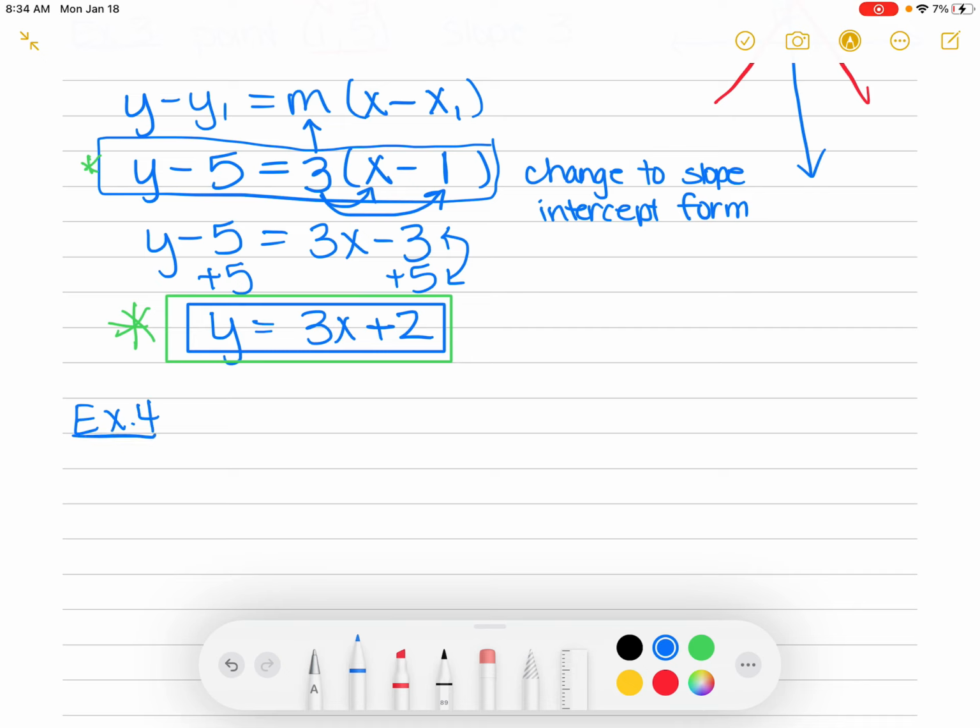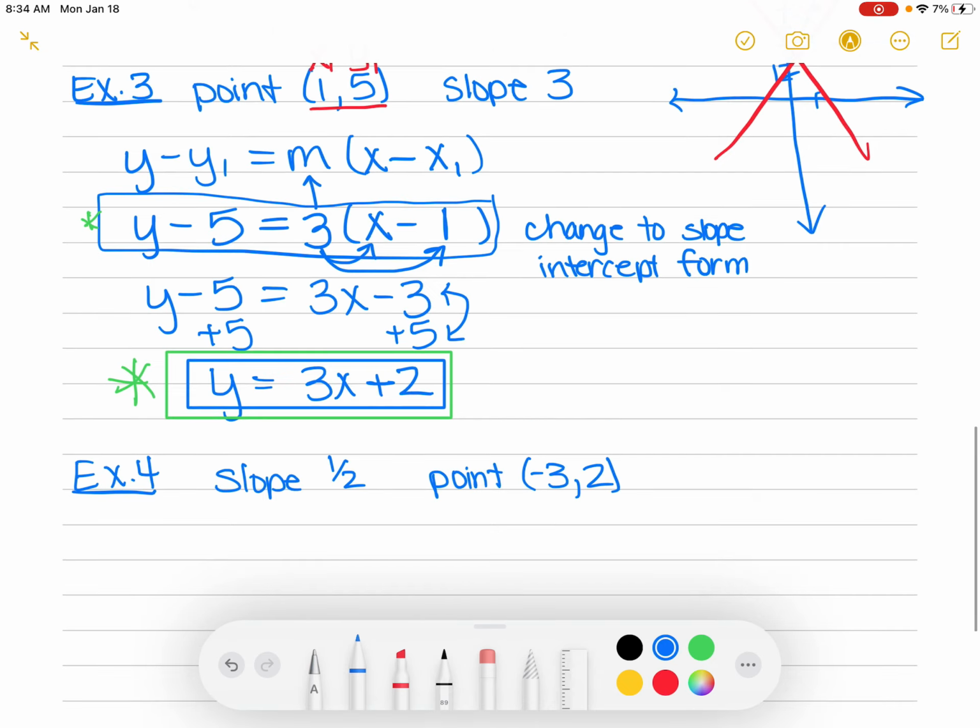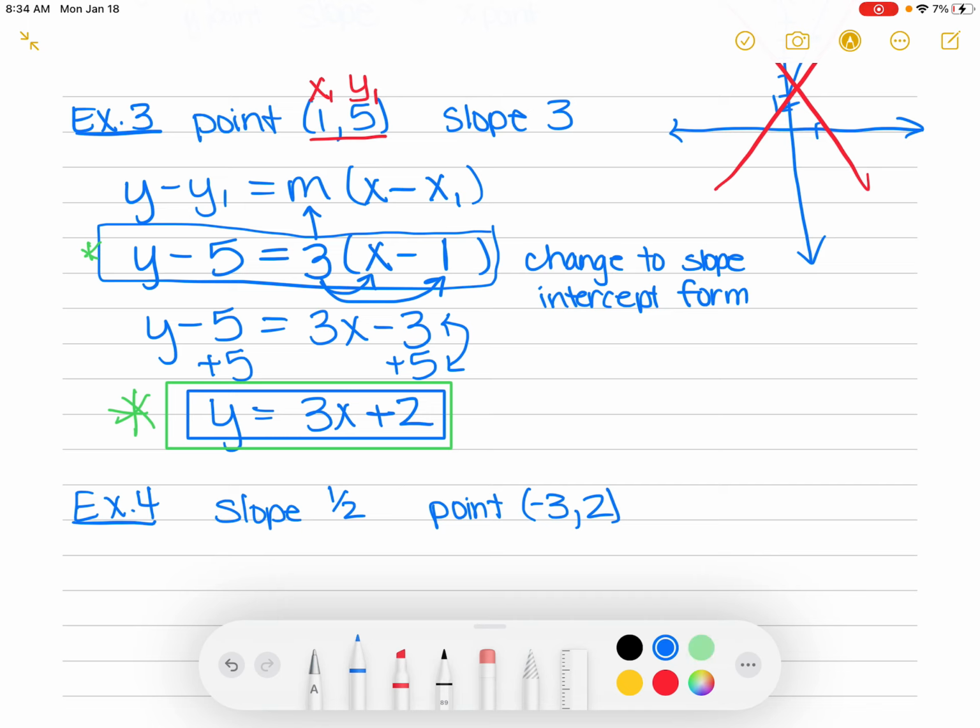Okay, so example 4, I want you to do the same thing that we just did. I'm going to give you the slope and a point. So slope is 1/2 and point is -3, 2. Now I want you to do the same thing we did before, up here on example 3. Take this point-slope form and plug in all the numbers, and then bring it down and change it to slope-intercept form. Okay, so pause the video and go ahead and do that now.